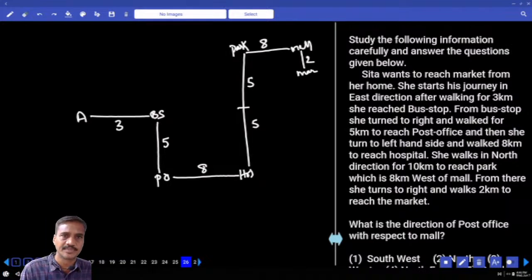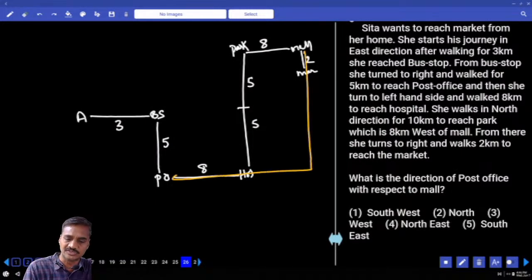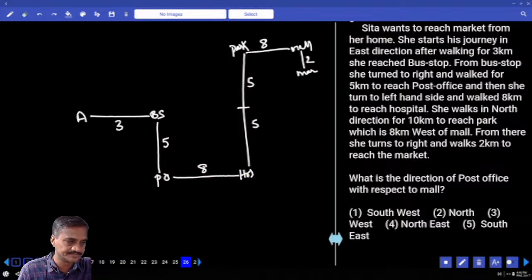So, the diagram. Then what is the direction of the post office with respect to the mall? To reach the post office from the mall, first I need to move towards south and then west, so southwest. That is choice 1, question number 26. Then 27.